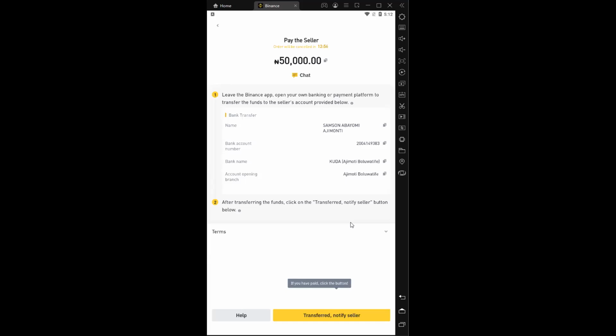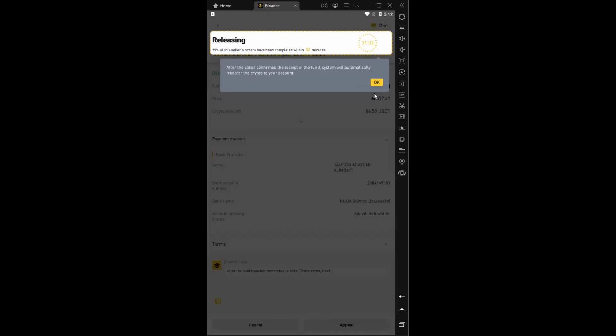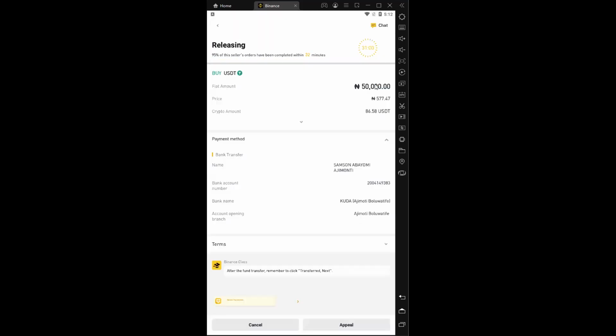So yeah, I've made the payment. After you've made the payment and confirmed it, you need to notify the seller that you've transferred the money. I'm expecting the seller to release this coin within the next 30 minutes.